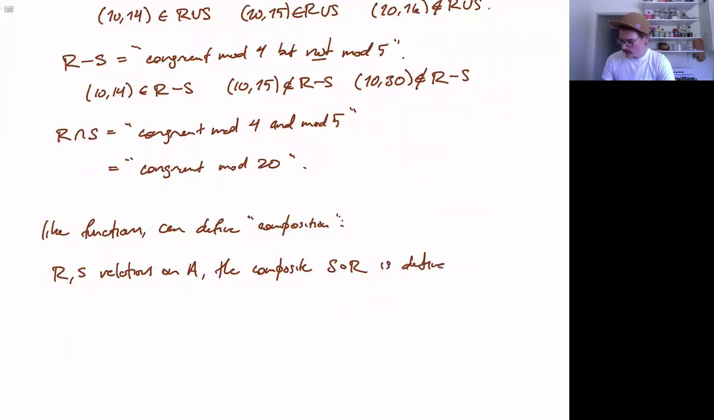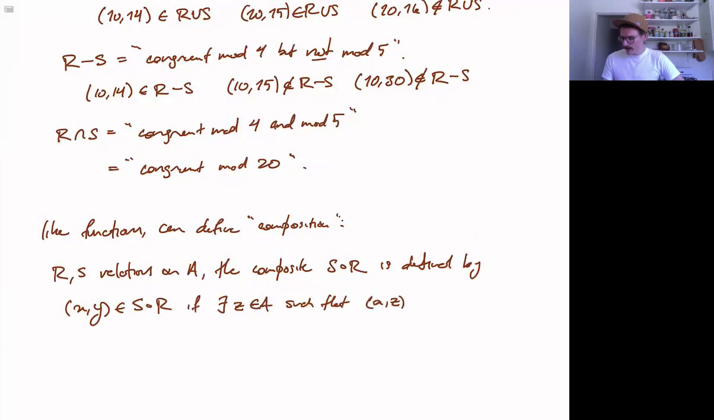It is defined by: (x, y) is in S follows R if you can get the pair x comma y by relating x to something in R and then relating that to y in S. So (x, y) is in S follows R if there exists a z in A such that x is related to z by R and z is related to y by S. So S follows R is, again, chaining together these relations R and S, and as we will see later, it does have to do with transitivity for that reason.